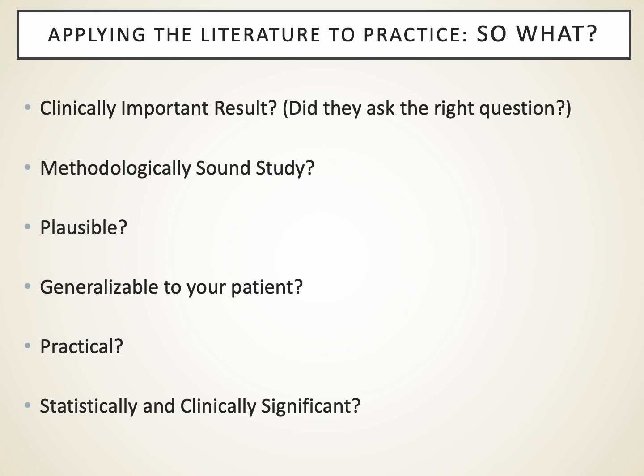So let's go back to the larger question, whether it's pharmacoeconomic studies or other studies that are published. The bottom line is, so what? What's the big issue? Is it a clinically important result? And was their methodology sound? Was it plausible? Can you generalize those results to the patient in front of you? If you're looking at data that's all done with adults, and you've got a pediatric patient in front of you, you probably can't generalize those results to your patient. Is it practical? And are you able to differentiate what's statistically versus what's clinically significant?